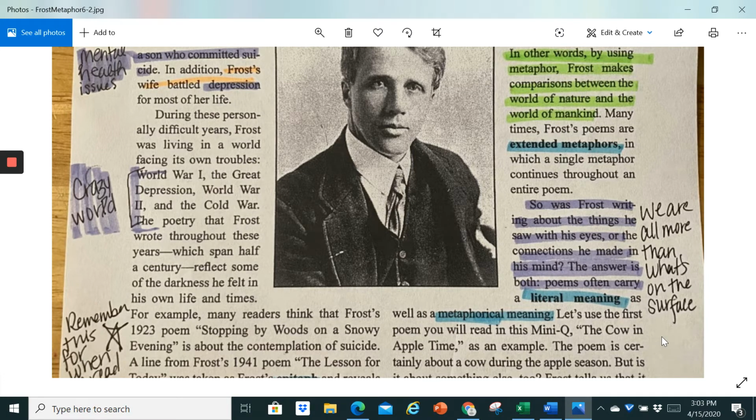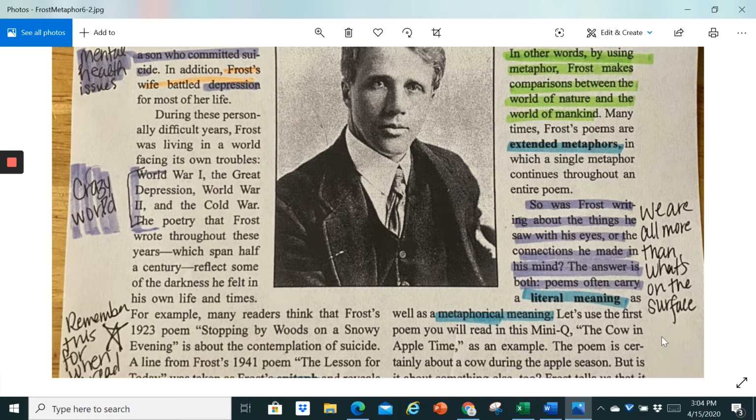Here's the thing. We as people are more than what people see on the surface. We have thoughts and feelings and experiences that have shaped us and made us who we are and made us the decision makers that we are. But you can't see that on the surface. That's the difference between literal meaning and metaphorical meaning. Literal meaning is what you can see on the page without doing any digging, without reading between the lines, without trying to figure out what he's, quote, really trying to say.